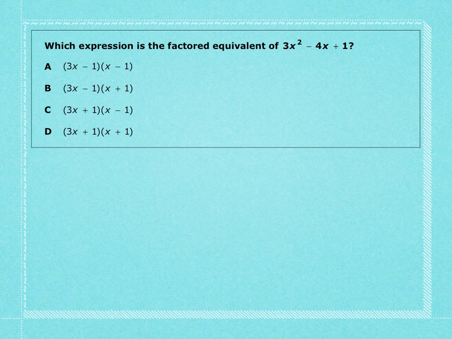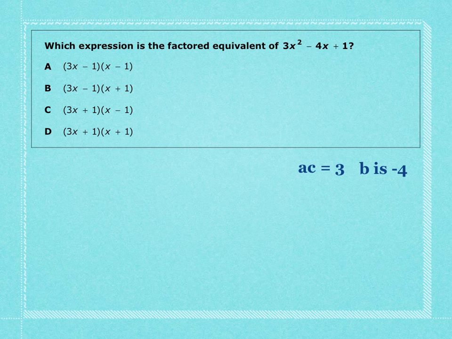Notice in this case, my A is something other than 1. In this case, my A is 3. So the first thing I need to know is my AC, or 3 times 1 is 3. The B, or what the factors need to have a sum of, is going to be a negative 4.